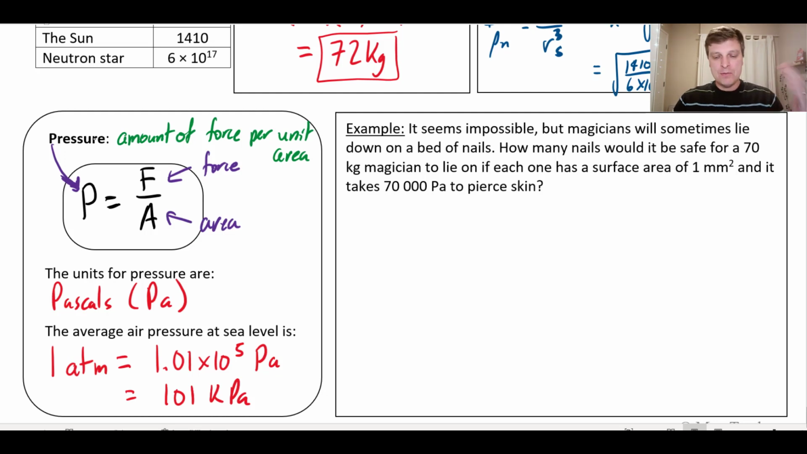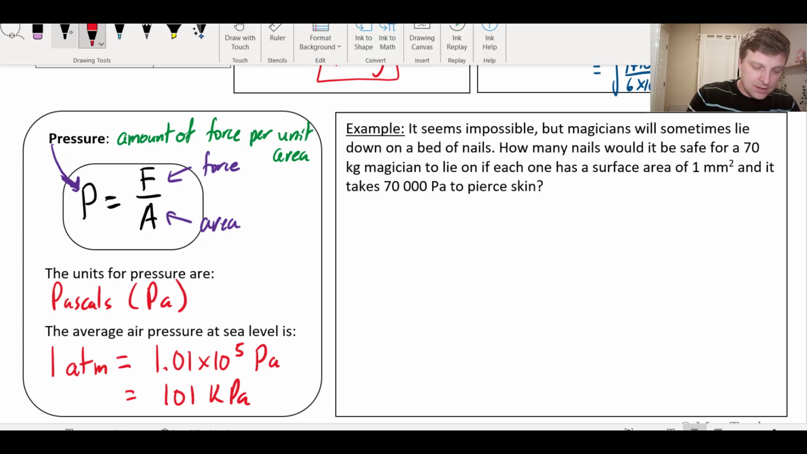So if a magician lies down on a bed of nails, suppose they have a mass of 70 kilograms, and each individual nail has a very small surface area of only 1 square millimeter, which is very small. How many nails would it take for them to lie down on safely if we assume that overall it takes about 70,000 pascals to pierce the skin?